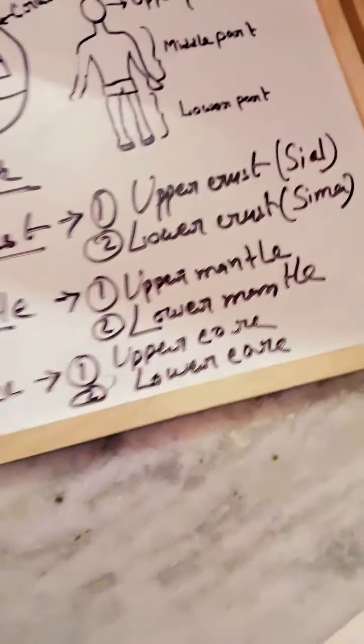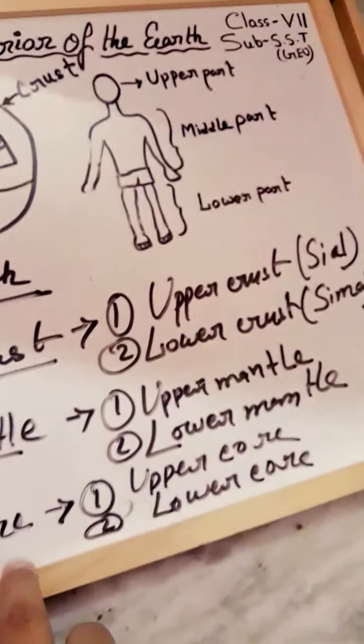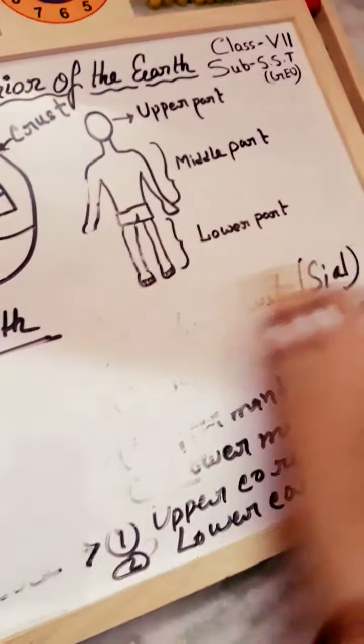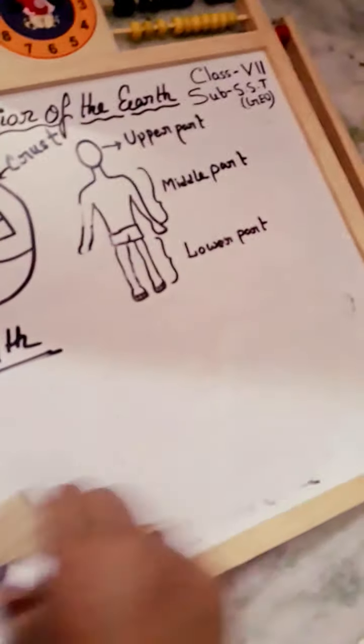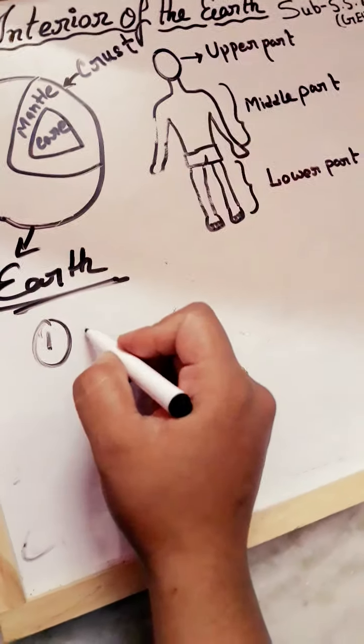Now, if we discuss how our earth can be divided by its physical behavior, then we can find another 3 different layers. What will those layers be? Number 1, lithosphere.